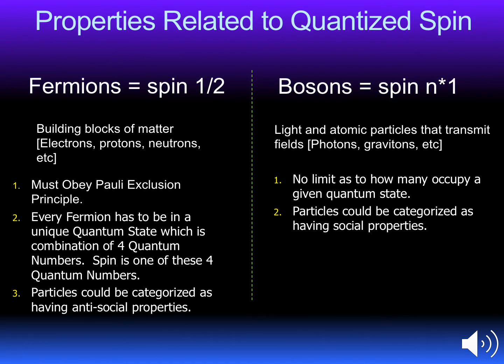So in this slide, I wanted to just summarize a couple of properties related to quantized spin that can be important in future series, where fermions are defined by half spin. And these are building blocks of matter. So electrons, protons, neutrons, neutrinos, those types of particles that make up matter, they have spin half. And they are forced to obey the Pauli exclusion principle. Basically, the Pauli exclusion principle helps explain how electrons combine in atoms to create the elements in the periodic table.